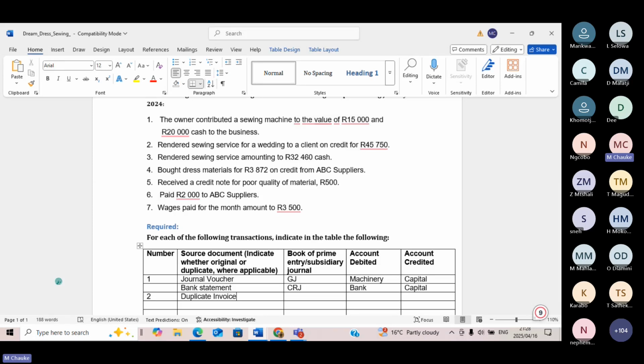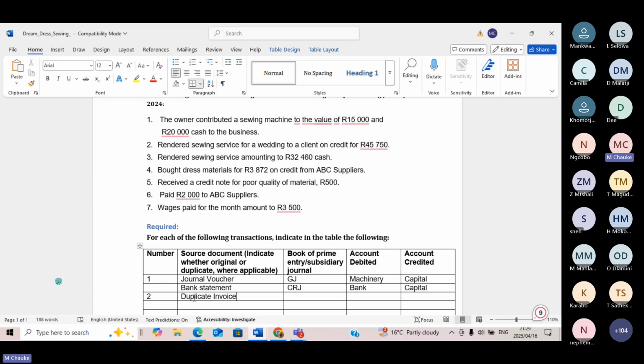So how do we differentiate a duplicate and original? We differentiate in this way. We check, are we the one buying or are we the one rendering a service? If we are the one rendering a service, we are going to give the original to the client and keep the duplicate. And we are going to record in our books the duplicate of that particular receipt. Here we are going to keep a duplicate invoice.